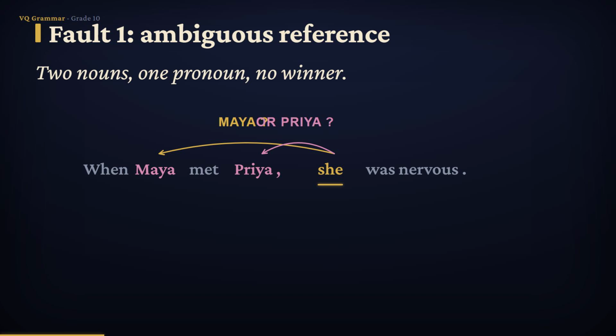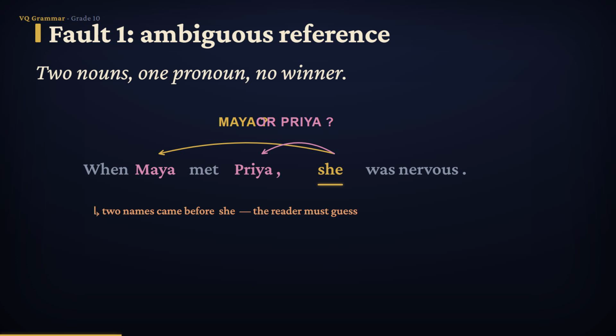Or maybe Priya was the nervous one. Both names sit in front of that pronoun, and both are perfectly good candidates. The sentence never chooses, so the reader has to guess. And a reader who has to guess is a reader you have already lost.